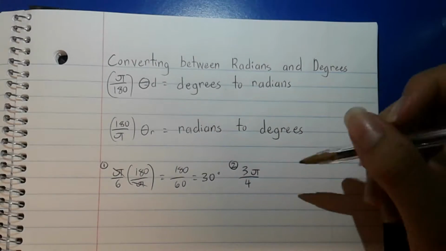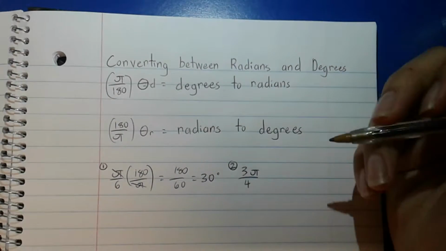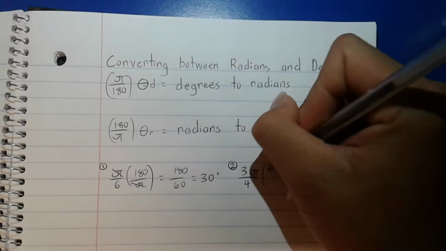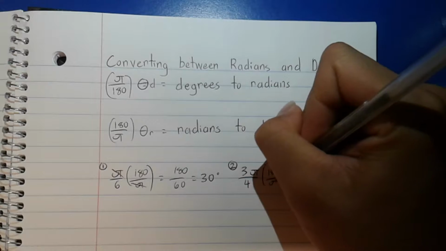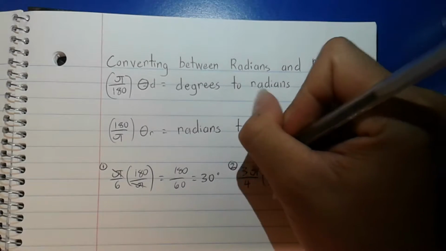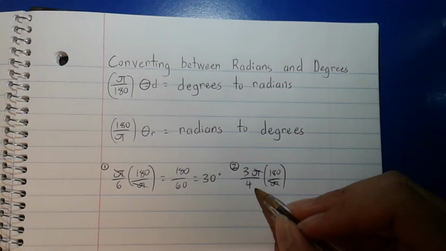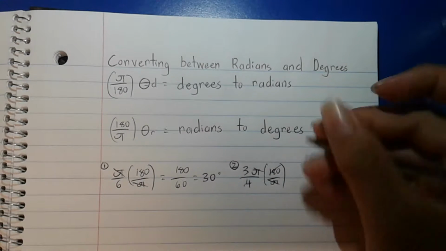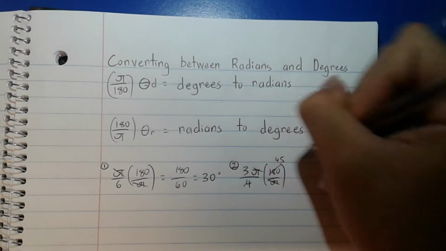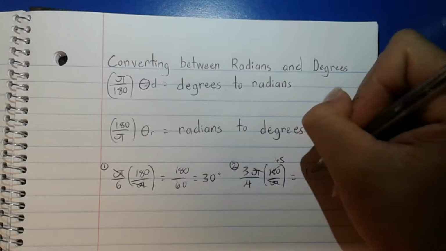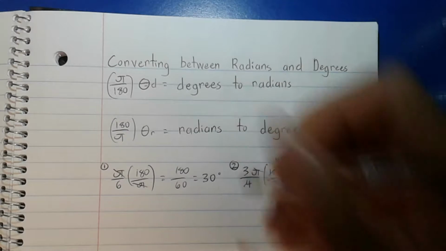And then I'll do the same thing for the next one. So you take 3 pi over 4 and multiply it by 180 over pi, and cross cancel, and you can cross cancel here too by that 4 and the 180, which would give you 45 up here. And so you multiply the 3 times the 45 and you get 135 degrees.